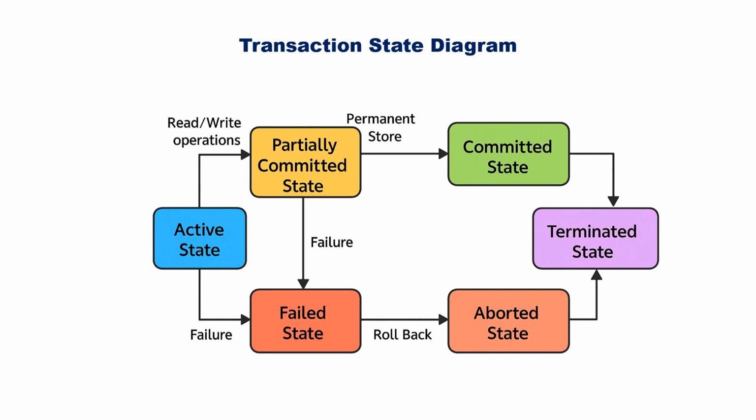But not all transactions succeed. If something goes wrong while executing, the transaction may move from active to the failed state. Similarly, if the failure happens after reaching the partially committed state but before saving to the database, it also moves to the failed state. From the failed state, a rollback is performed to undo any changes, and the transaction goes into the aborted state. Finally, the aborted transaction also reaches the terminated state, completing its life cycle.